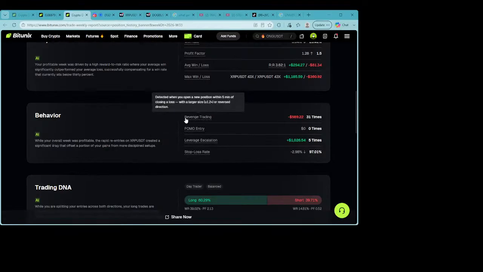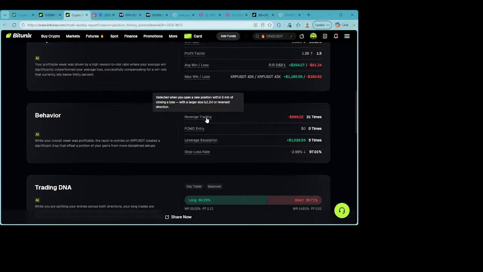So this is just to show people what happens when you revenge trade. It's kind of cool, they have all this. It detects when you open a new position within 5 minutes of closing a loss with a larger size, 1.5 times, or reverse direction. So when we did that without getting greedy entries, we had 31 times that cost us $600. So revenge trading is kind of like showing you guys what you are doing.